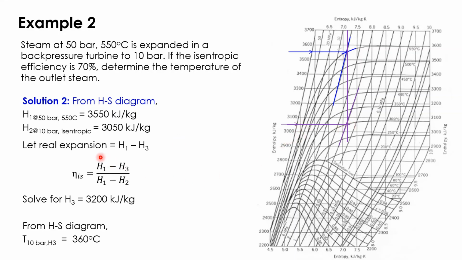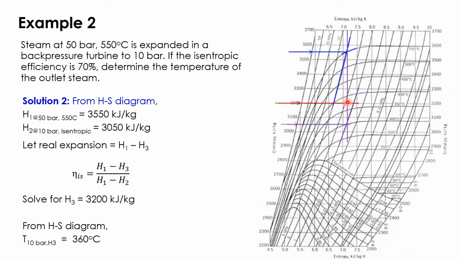Then from the equation for the turbine, we will be able to find the actual enthalpy out, H3 here. From the given efficiency, we can find H3. If we look into the chart, H3 must be somewhere here, so it's crossing here at 70%.